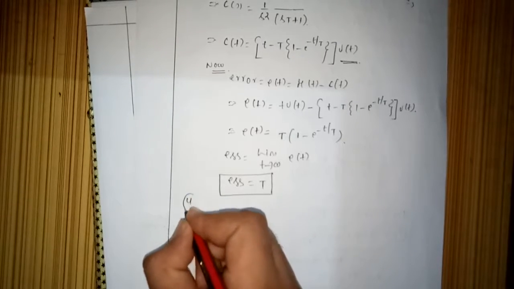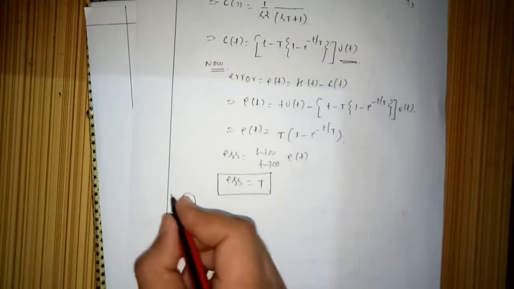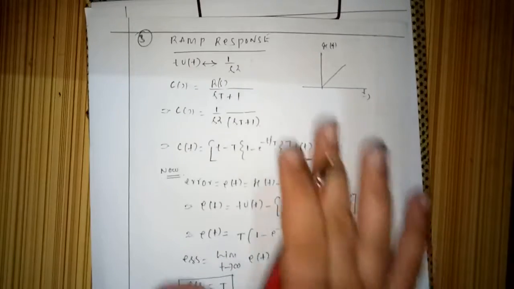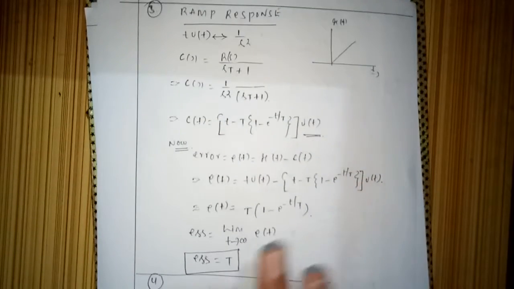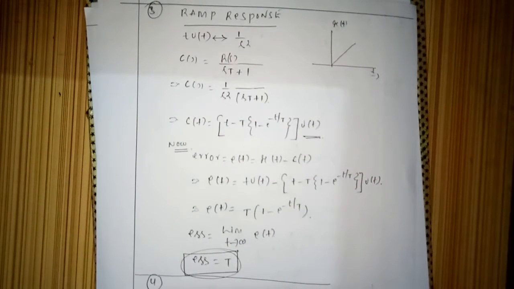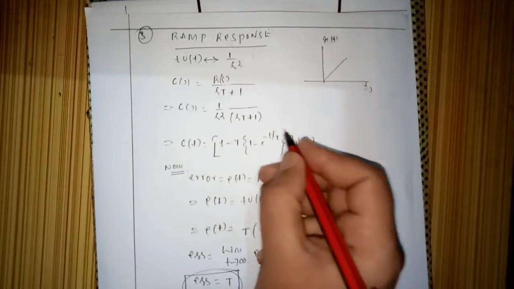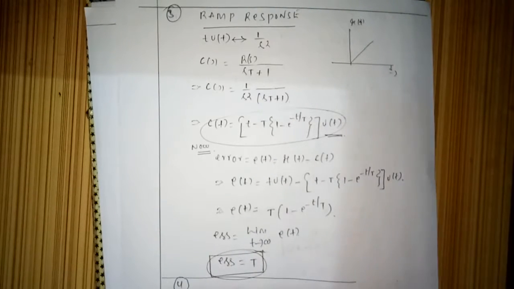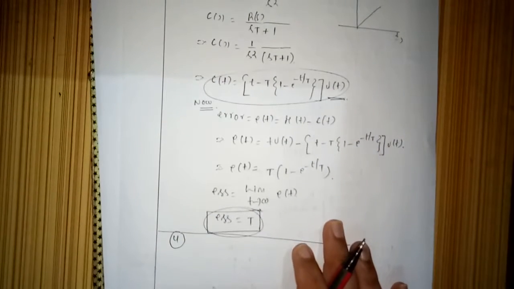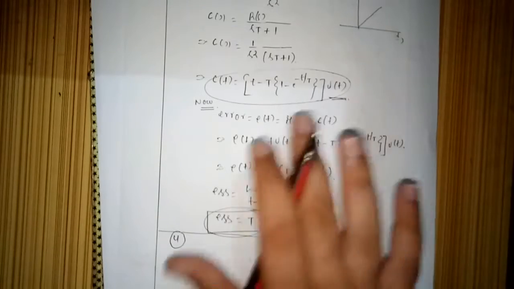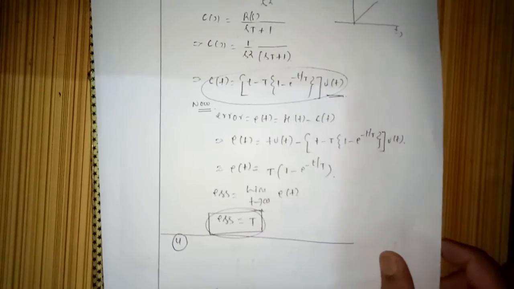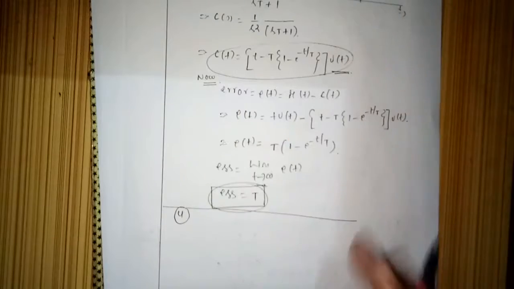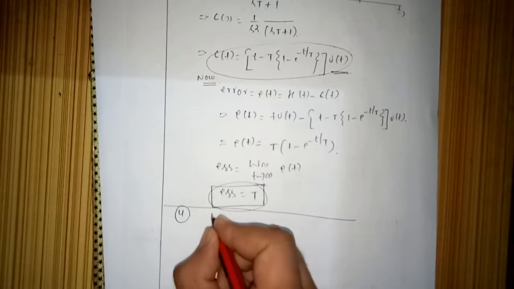And the fourth response, I will talk about. This is not so important. I will leave it to steady state error only. This is how we can find our response. Our unit step response and impulse response are very important. That's why I have discussed them in very detail, and I'm going through very fast here.